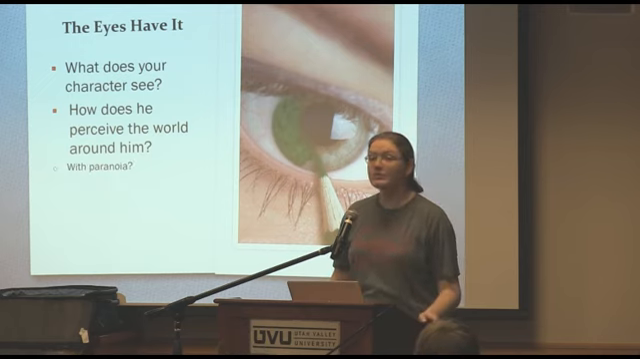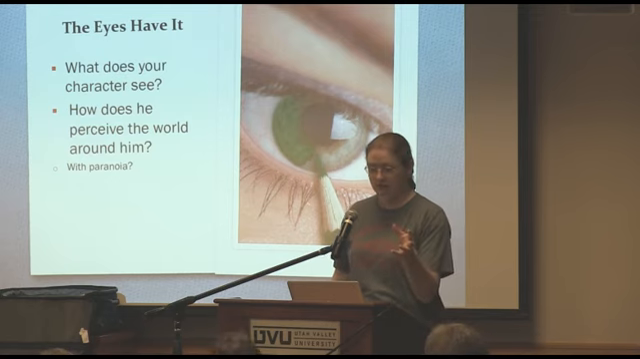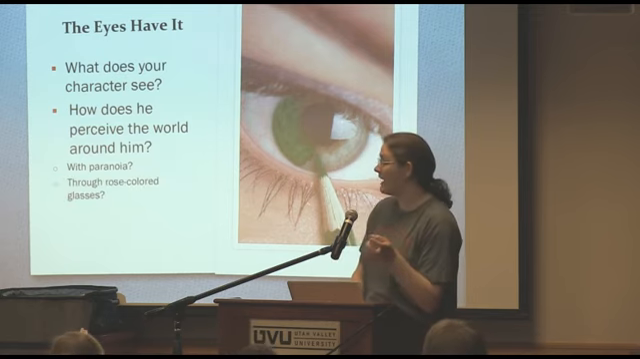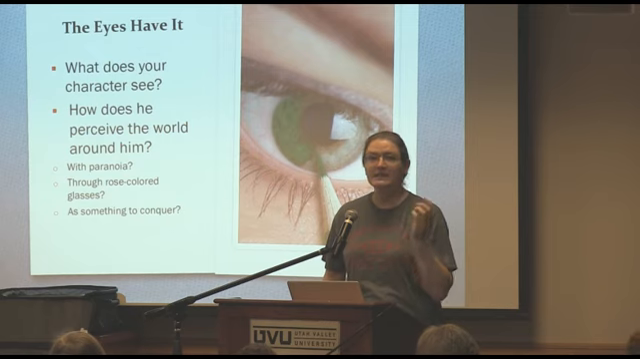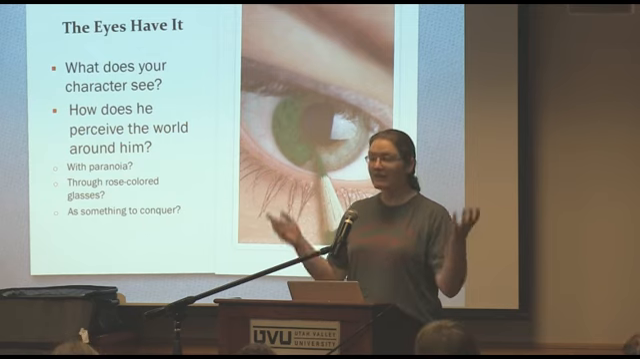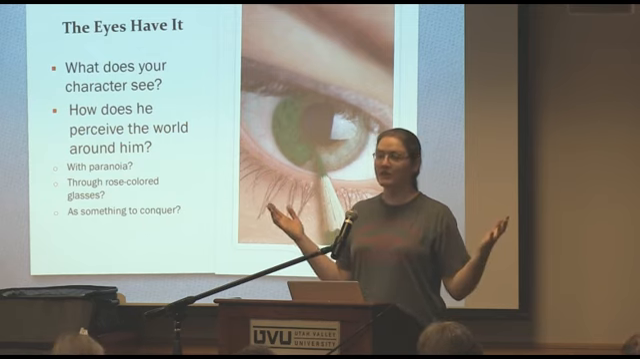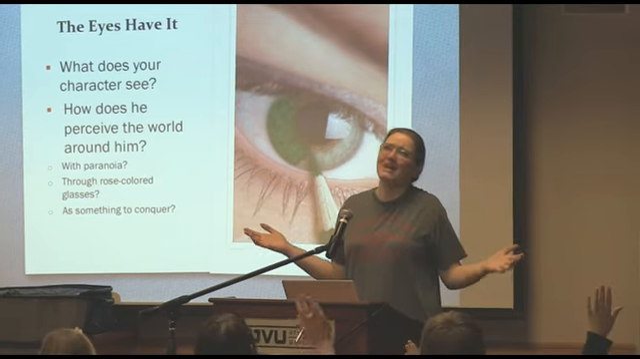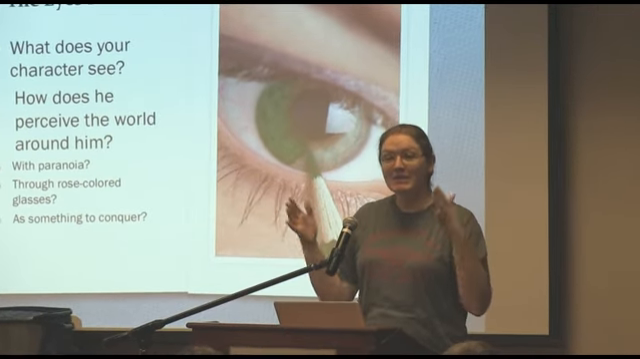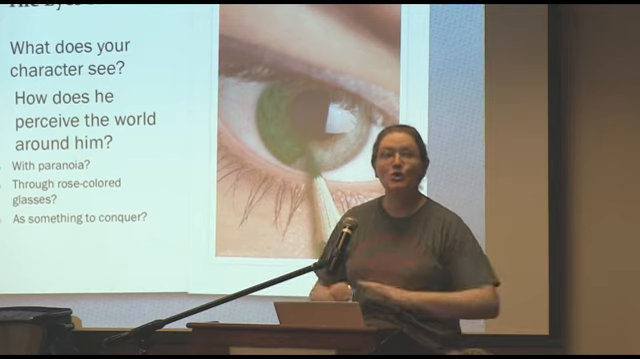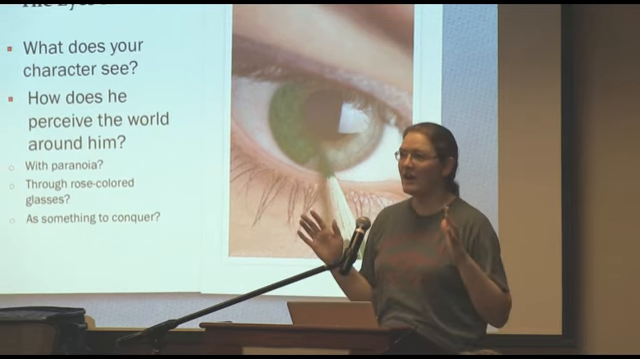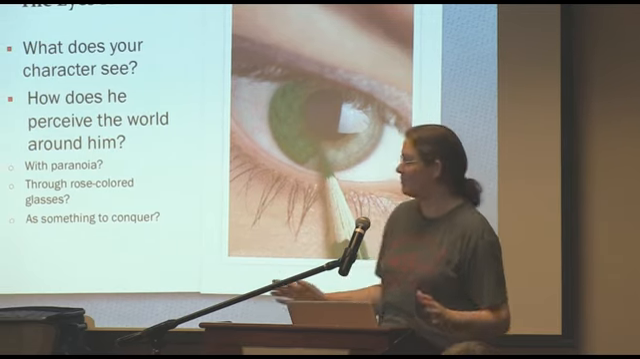So, is your character really paranoid? Does he see the world as something that is out to get him? Does he see the world through rose-colored glasses, like everything is totally awesome? Who has seen the Lego movie? Please tell me you've all seen the Lego movie. Everything is awesome, right? Emmett looks at the world a certain way that is totally different than how Katniss looks at the world in the Hunger Games.